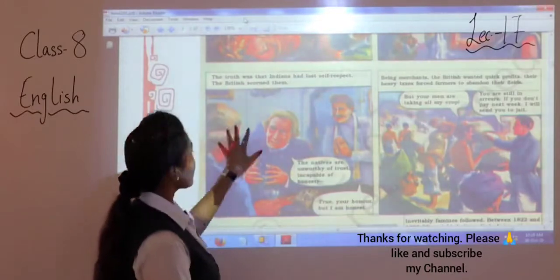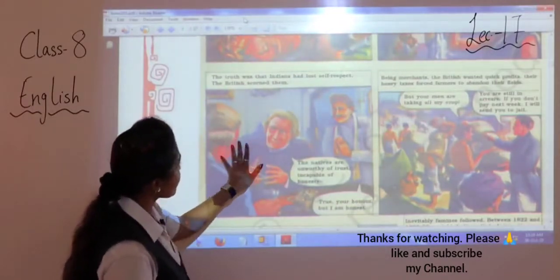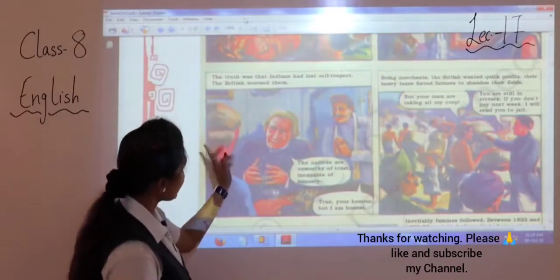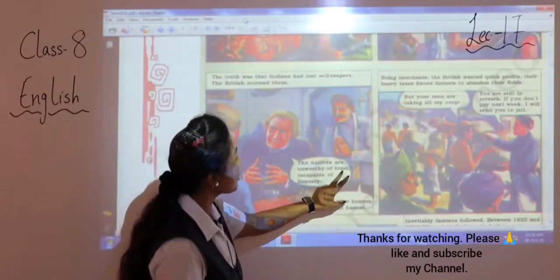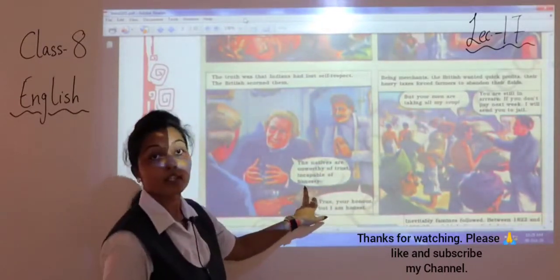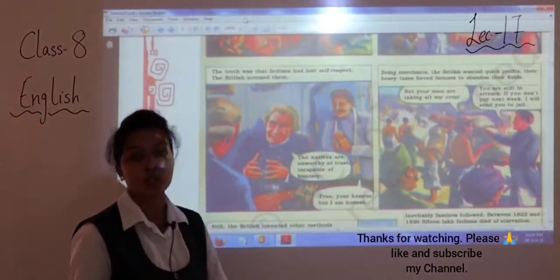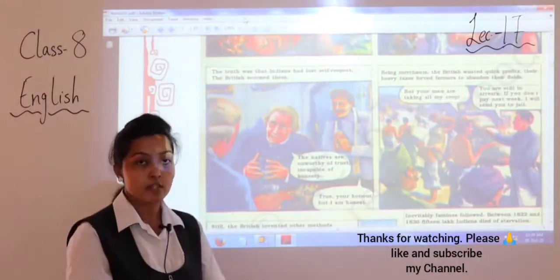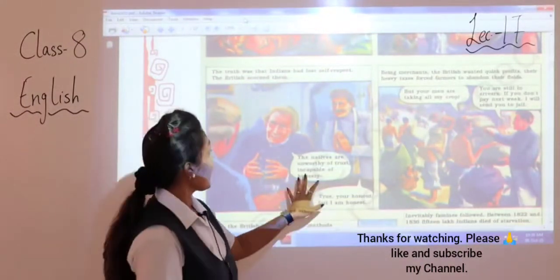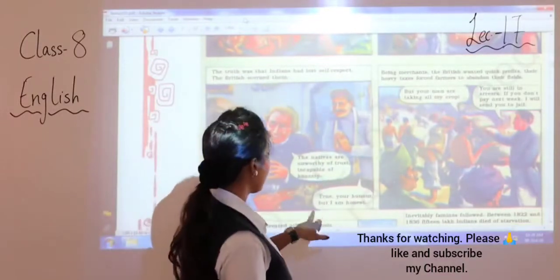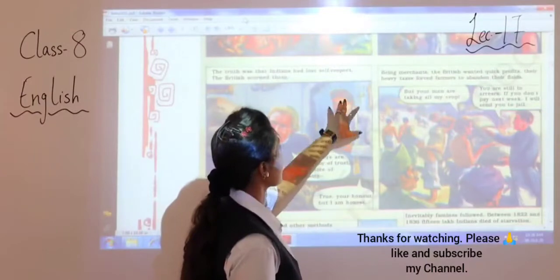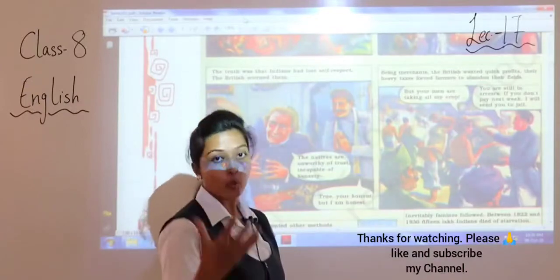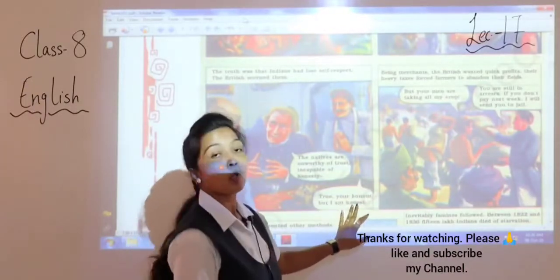Now see this picture, we can see two Britishers and an Indian person. This person is telling the other that the natives are unworthy of trust, incapable of honesty. They are talking about Indians being unworthy of trust, meaning we do not put trust in them, and incapable of honesty. The Indian person says, true, your honor, but I am honest.